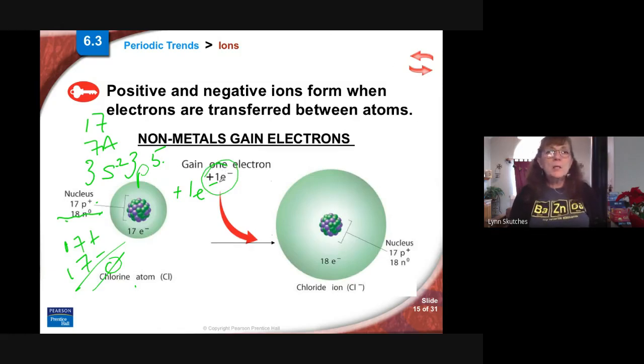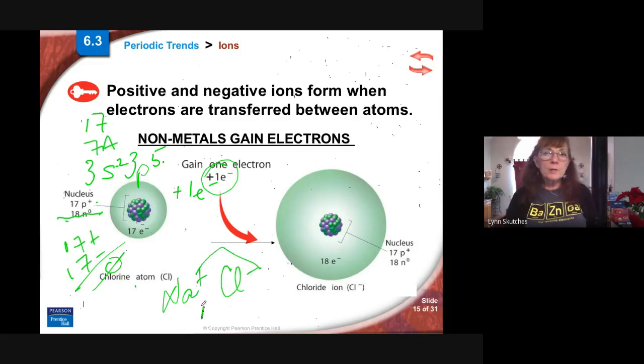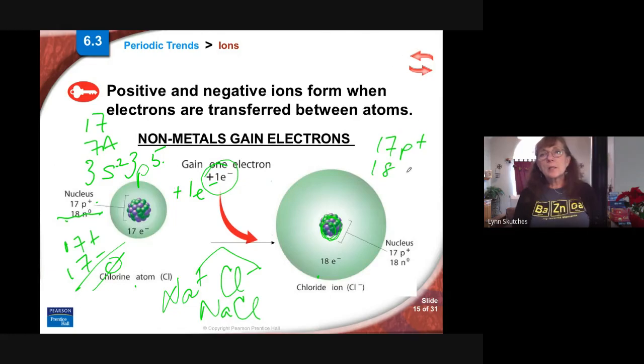Okay? And so the sodium ends up with a +1 charge. The chloride has a -1 charge. Opposites attract. You make a compound, an ionic compound called sodium chloride. Of course, it's bigger. The nucleus can't hold it all in. It's going to be larger than what it started. We gained something. So now we've got 17 positives, 18 negatives, net -1 charge.